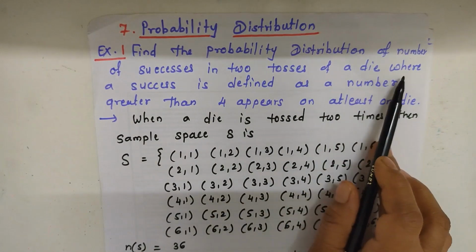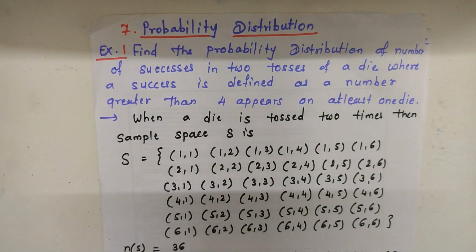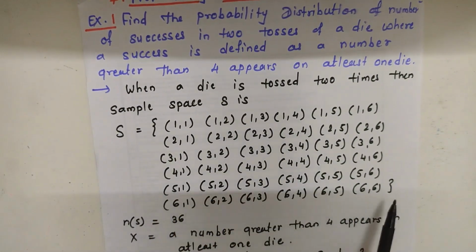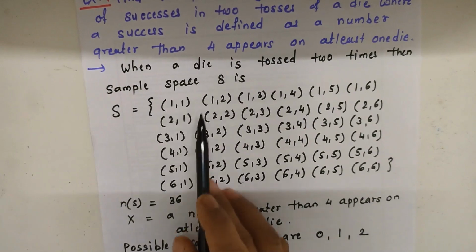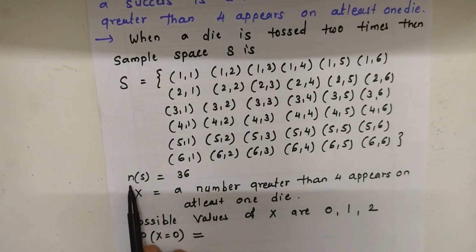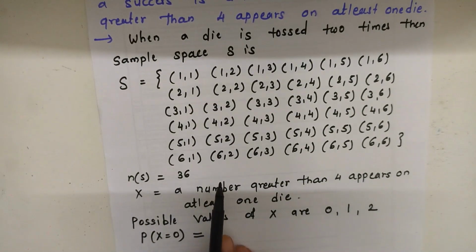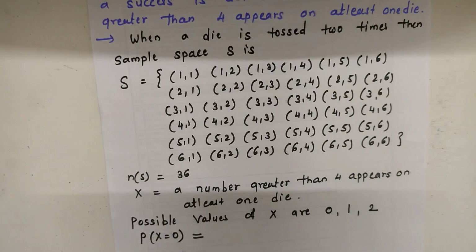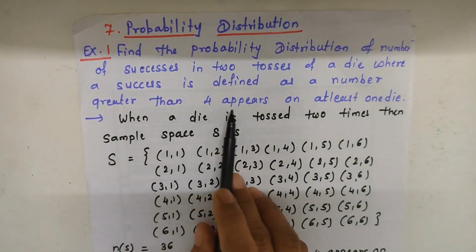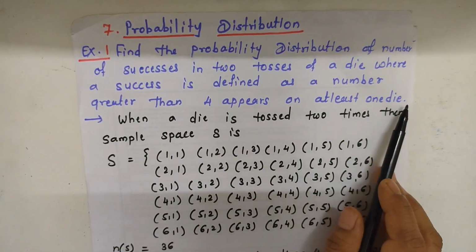So here the random experiment is when a die is tossed two times. Two tosses of a die means the sample space S is given by 1 1, 1 2, 1 3, up to 6 6. So the total number of sample points in this experiment, n of S, is equal to 36.